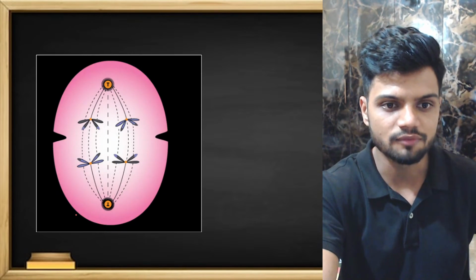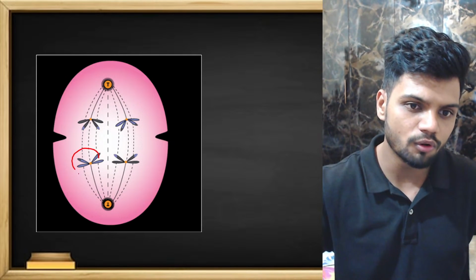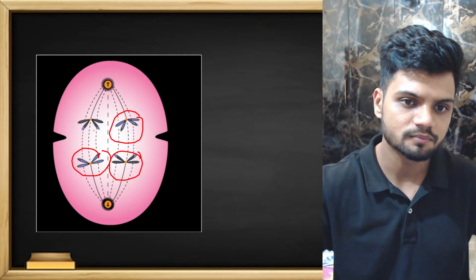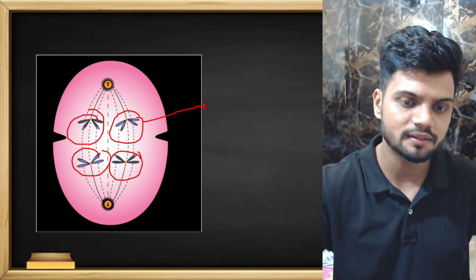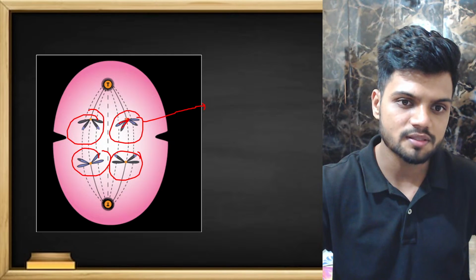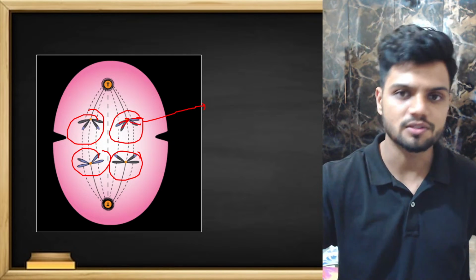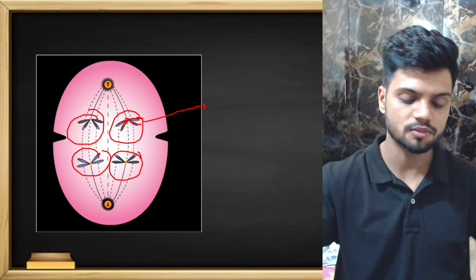Okay, that is anaphase. Can you see? The entire homologous chromosomes are being pulled apart. Entire chromosomes. The chromatid is intact. The centromere is right there. Sister chromatids are as such.